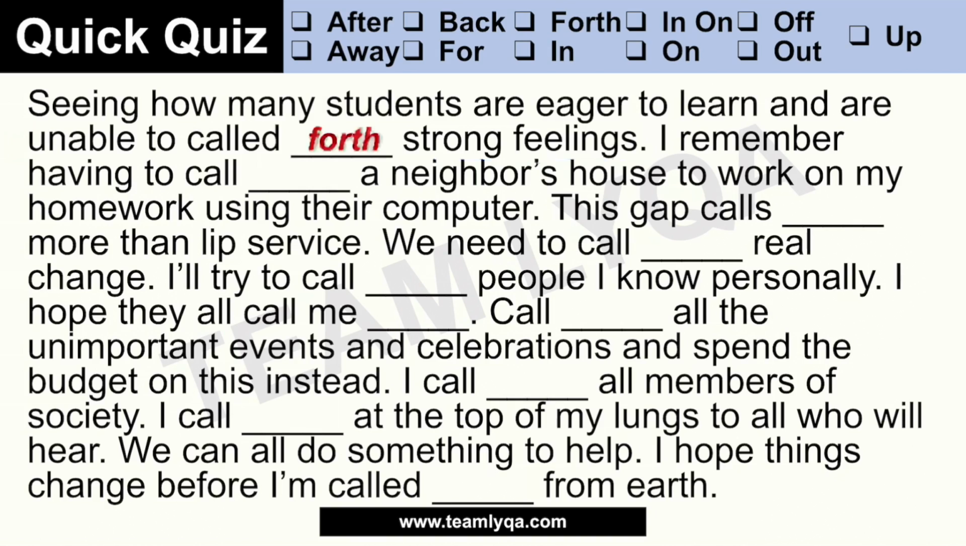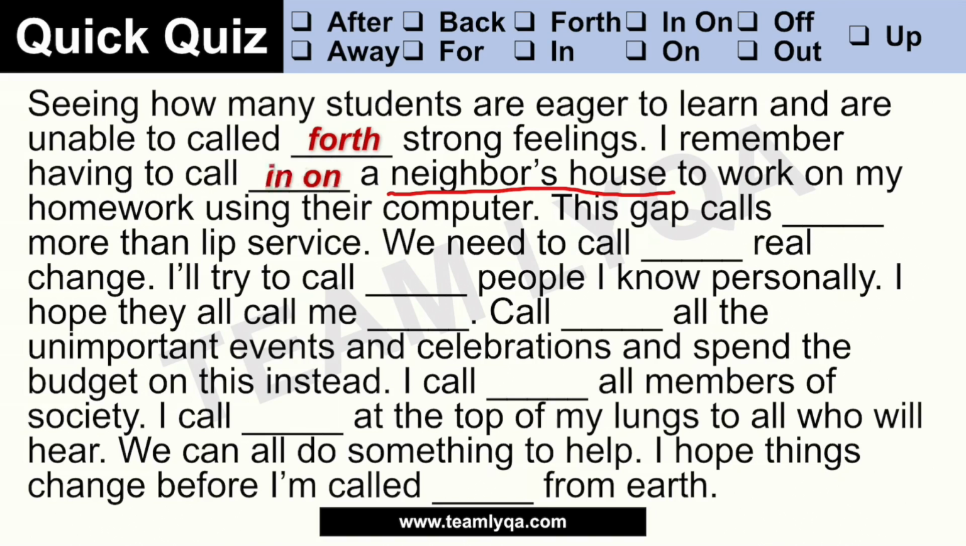Next, sabi, I remember having to call blank a neighbor's house to work on my homework using their computer. So, kung nagkukwento na yung author, sabi niya, I remember nung bata ako, I had to blank a neighbor's house. Now, anong clue natin dito naman this time? Ang clue natin here would be neighbor's house. Now, if you say na I remember having to call up a neighbor's house, okay, actually, ang mas tamang sagot would be to call in on a neighbor's house kasi hindi naman yung bahay ang tinatawagan natin. If you answered call up a neighbor's house, mas maganda kung ang sinabi dyan ay call up a neighbor.